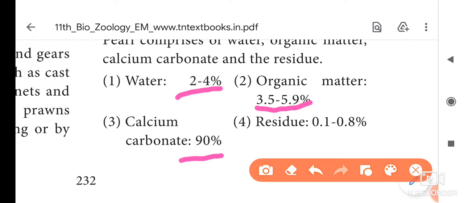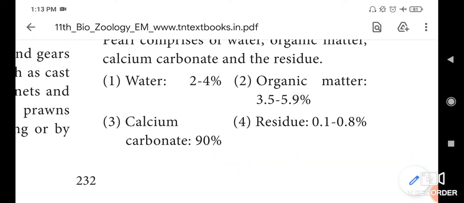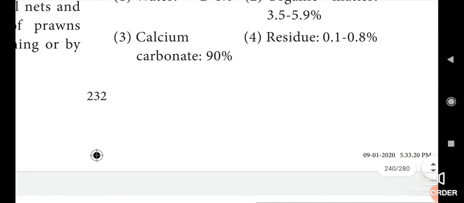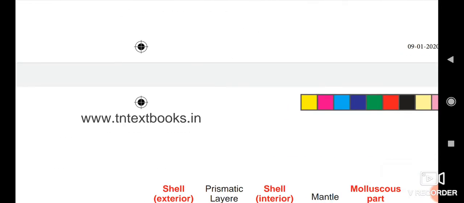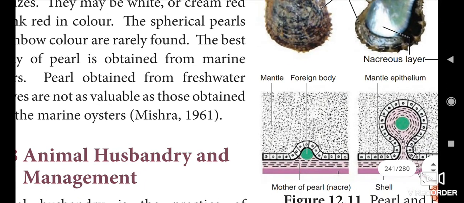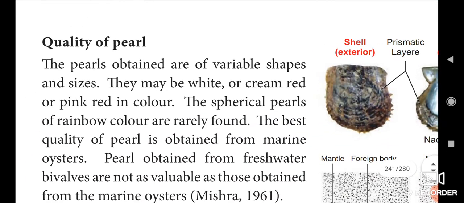The remaining residue is 0.1 to 0.8%. So the pearl comprises water, organic matter and calcium carbonate, and the remaining residue particles. Next we see the quality of pearl.